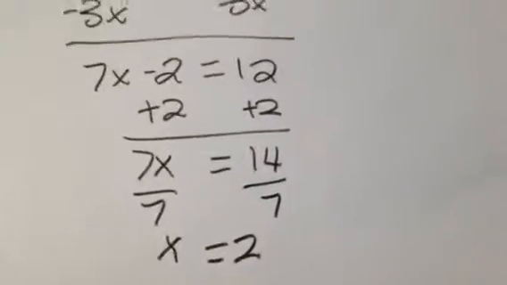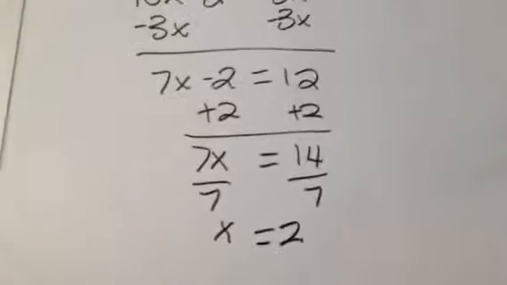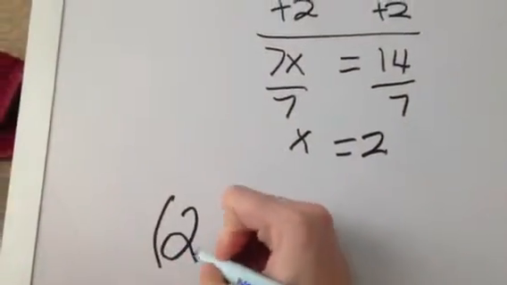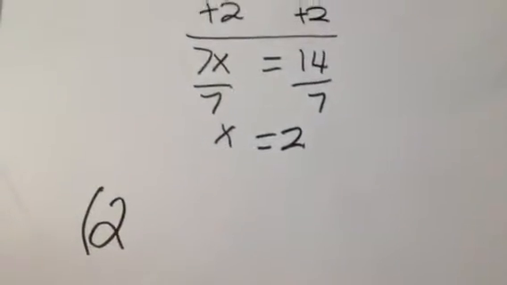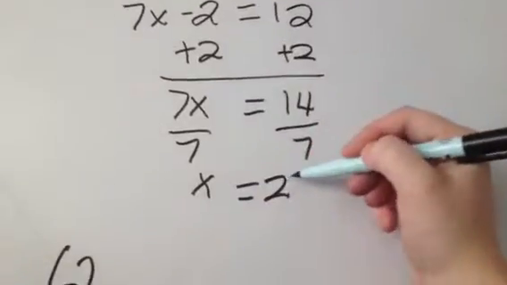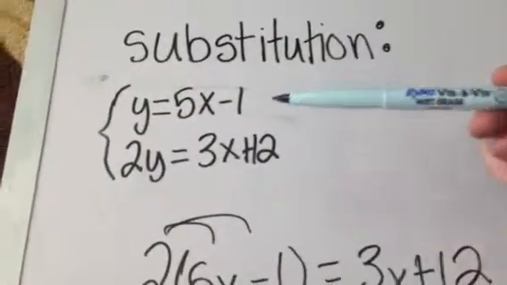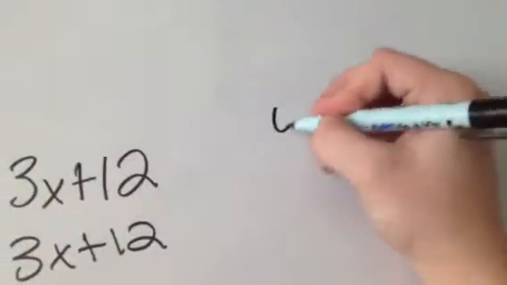Alright, so now that we know that x equals 2, that is our first coordinate of our solution. So we can write that down. So that's the x equals 2. And so now, to find the y coordinate, we have to plug this x into this first equation, into the x variable. And so it's going to look like this.